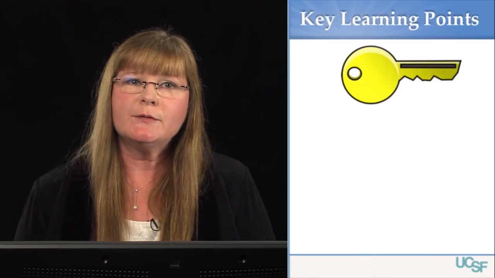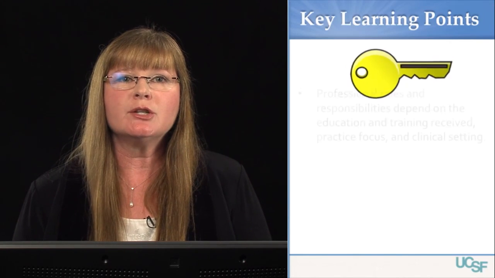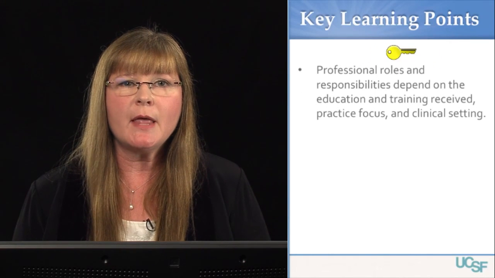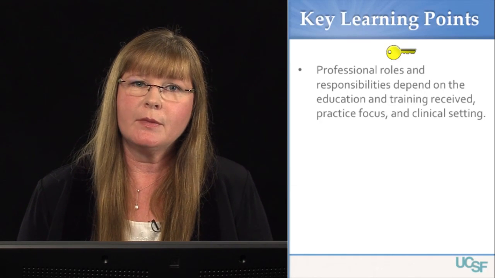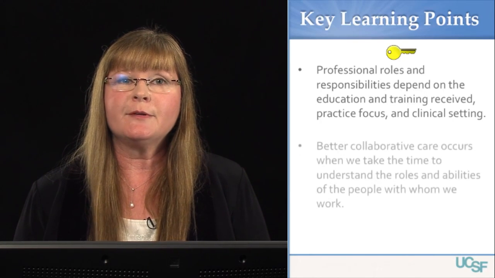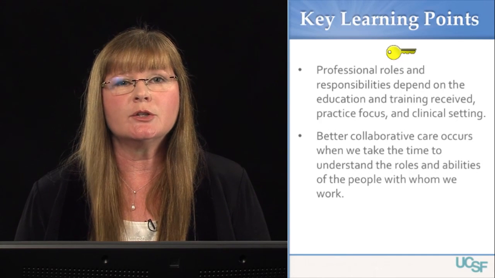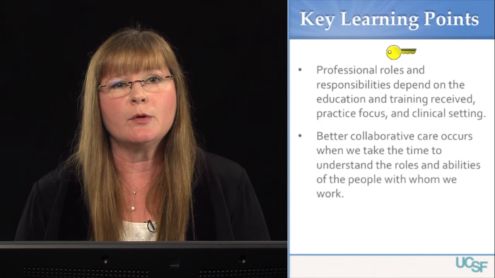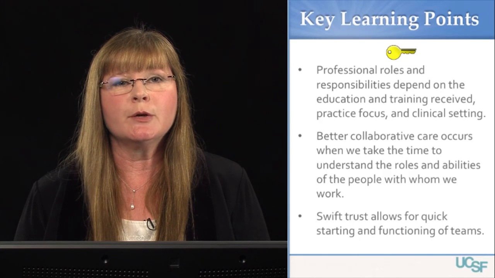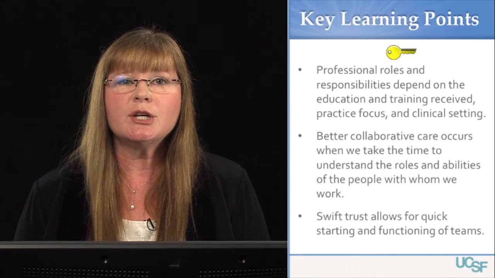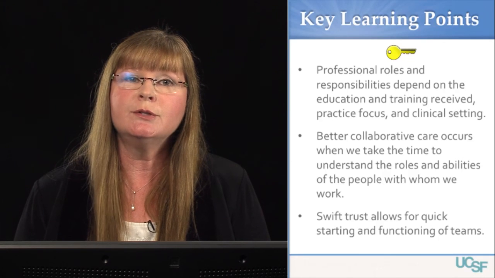The key learning points for this section are that professional roles and responsibilities depend on the education and training received, practice focus, and clinical setting. Therefore, better collaborative care occurs when we take the time to understand the roles and abilities of the people with whom we work. Swift trust is a strategy for efficiently determining roles, responsibilities, and shared goals when new members join or new teams form.